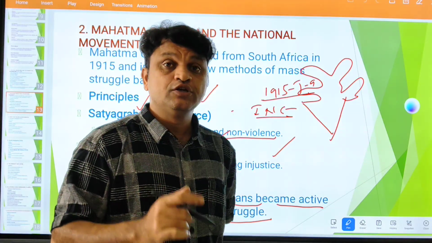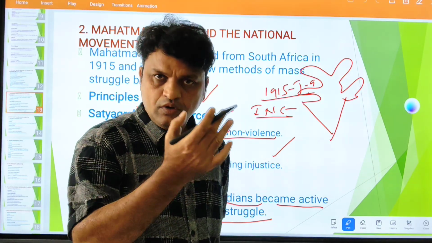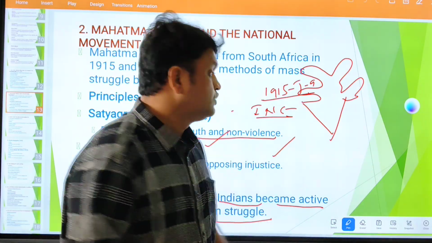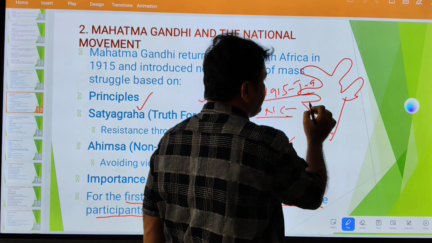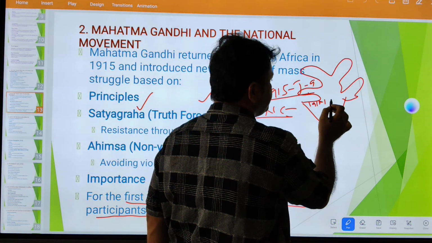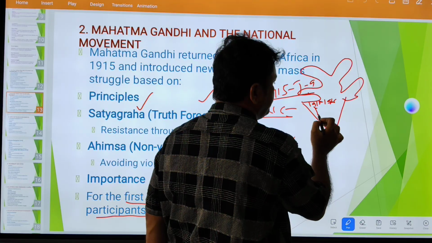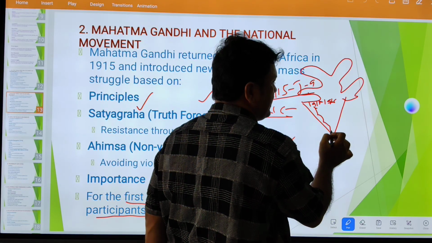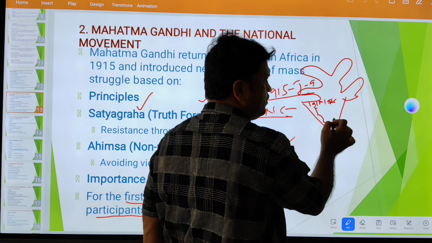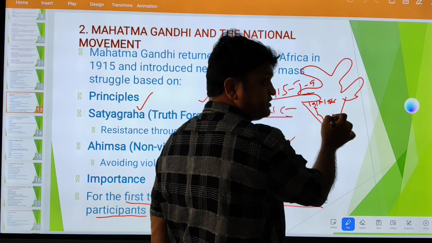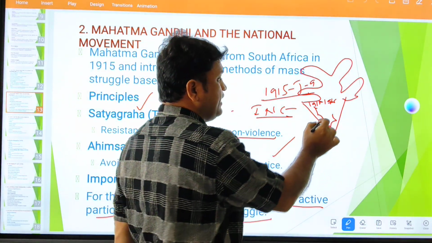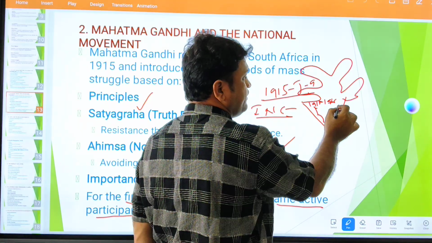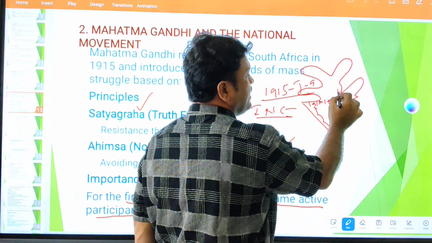And he took the decision to tour India. He wanted to go throughout India. So he took the journey in 1915 or 1916, and he came to Bombay. Then he went to Karnataka. Then he went to Kerala. Then he went to Tamil Nadu. He came to Telugu states like Telangana and Andhra. And he went to Orissa. Then he went to Bengal. Then he went to Bihar.